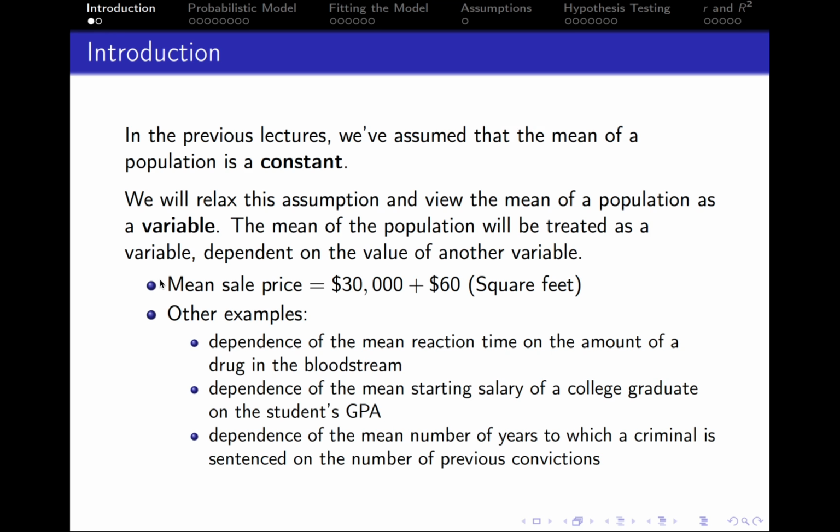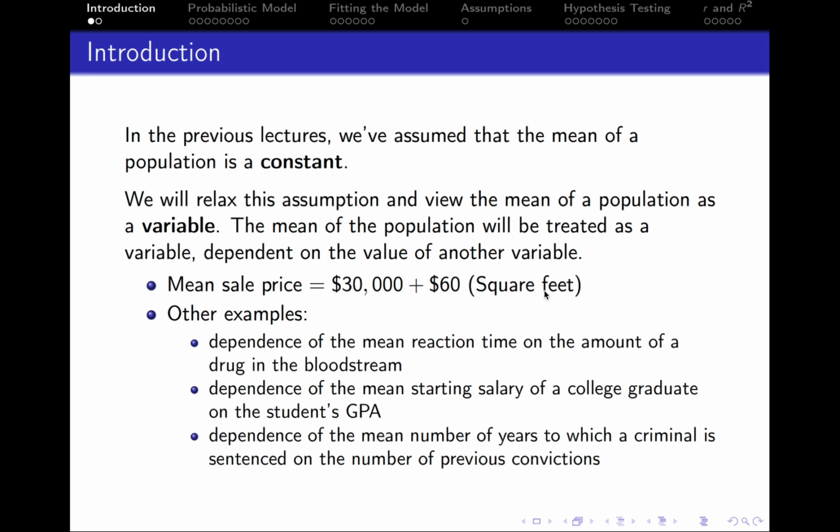We know that there are a lot of factors which can affect the mean sale price of a house, and one of those variables is the square feet, so the size of the house. And let's assume that with each increase in the square feet of the house, the mean sale price increases by $60. So as you can see now, the mean sale price is no longer constant, but it is dependent on the size of the house.